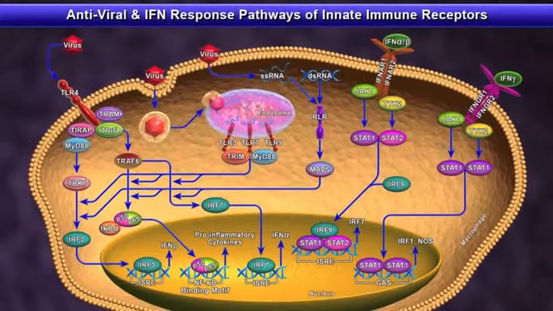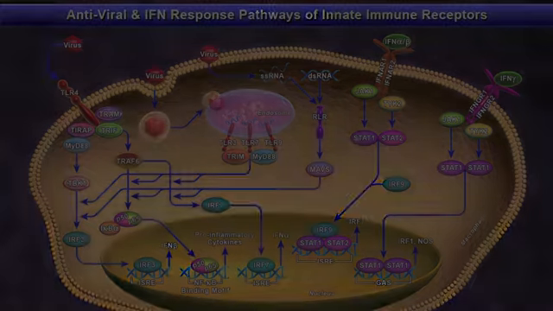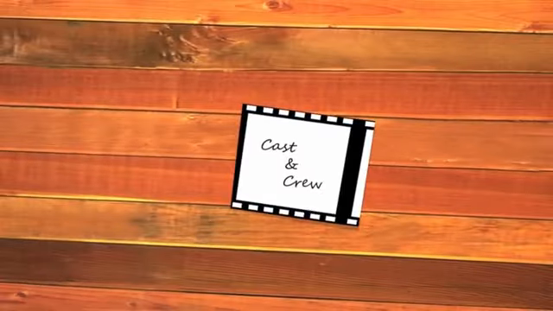To summarize, TLRs, RLRs, and NLRs are three key innate immune receptor families that are important for initiating antiviral immune responses through a series of signaling molecules and adapter molecules. This molecular cast and crew are shown in the credits that follow.